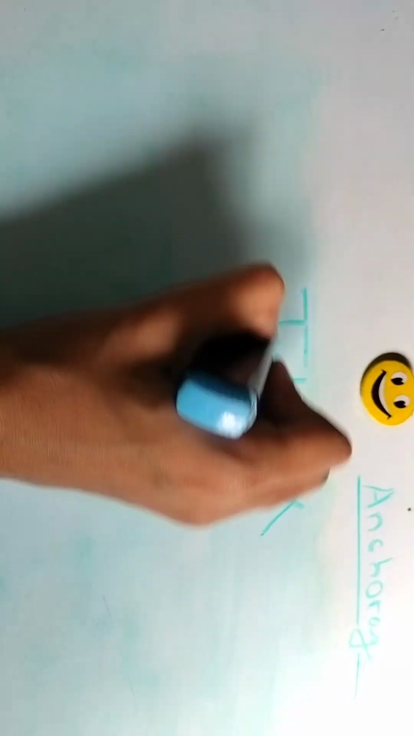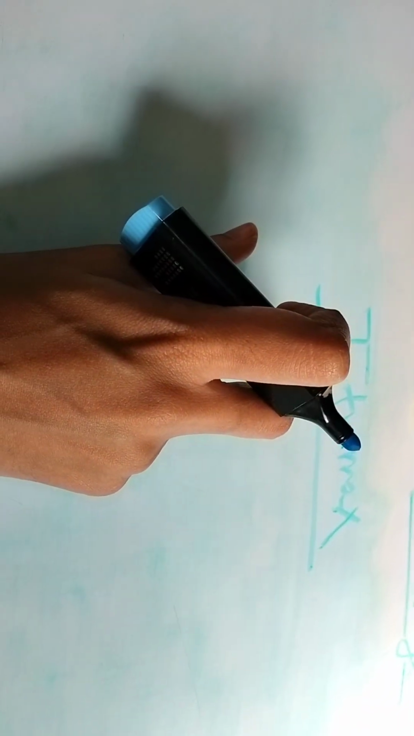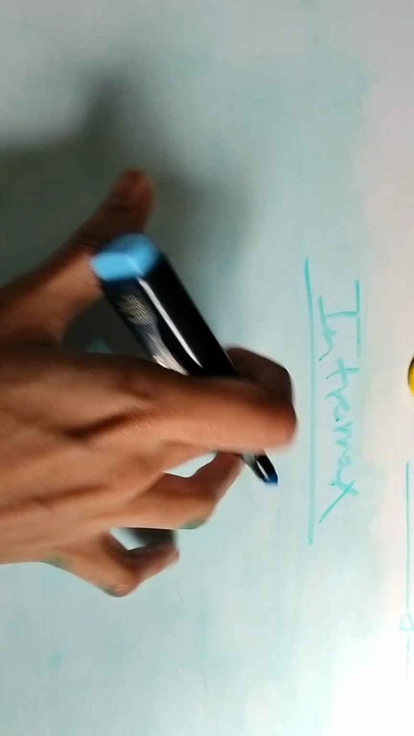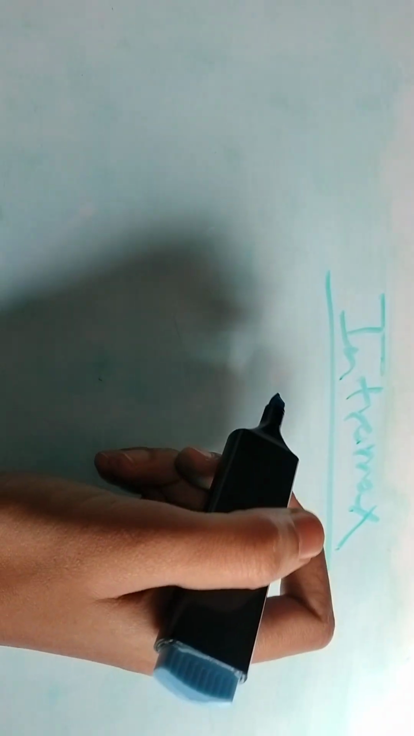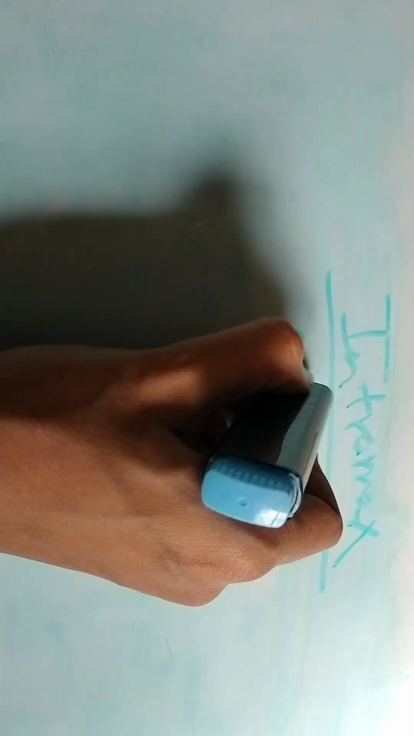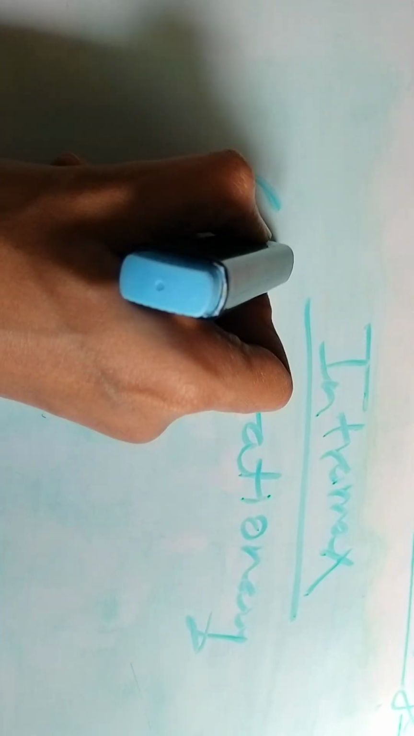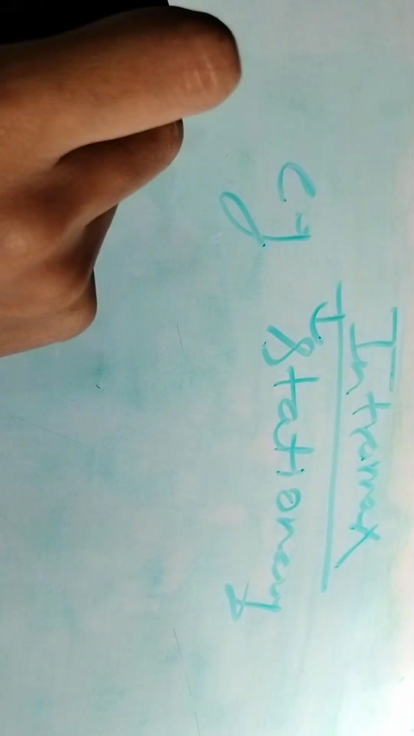Then moving further, intramaxillary anchorage is the anchorage in which the resistant units are all situated within the same jaw. The illustration used to describe stationary anchorage is also an example of intramaxillary. Stationary anchorage is an example of intramaxillary anchorage.